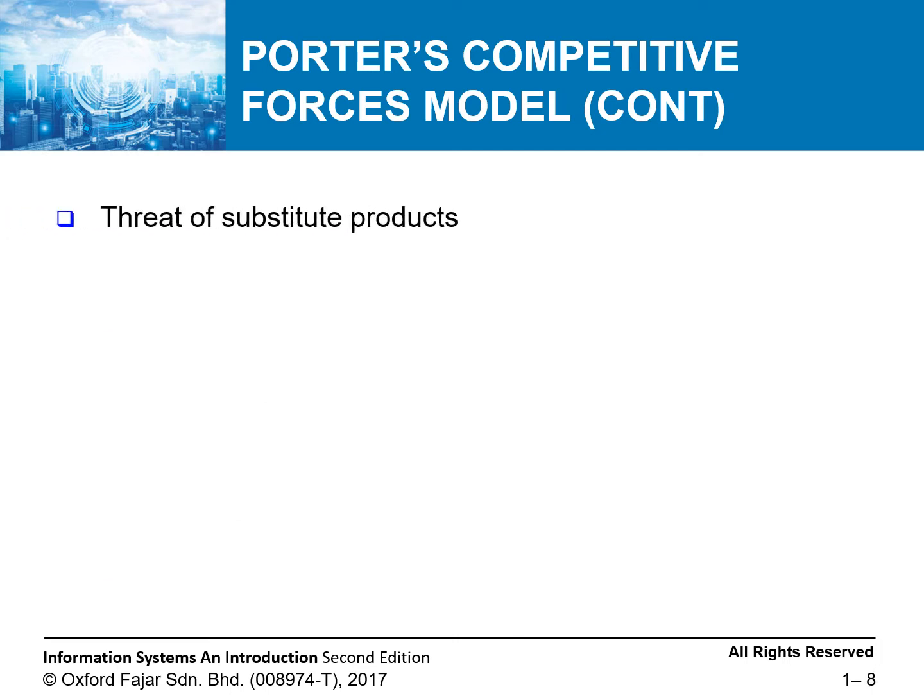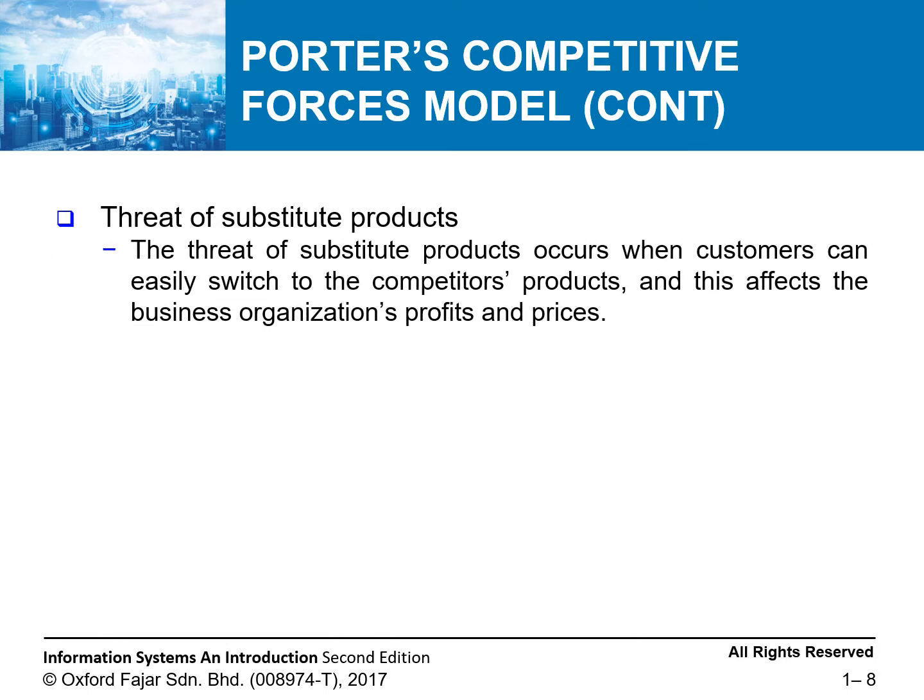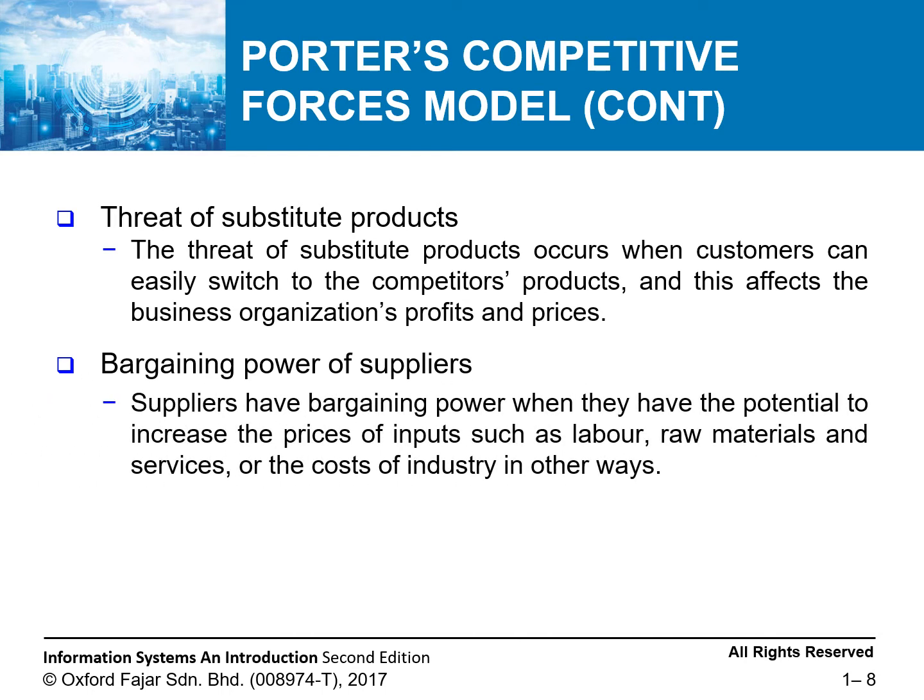So the fourth force is a threat of substitute products. So here the threat of substitute products occurs when customers can easily switch to the competitors' products, and this affects the business organization profits and prices. Last one is bargaining power of supplier. So here, suppliers have bargaining power when they have the potential to increase the prices of input such as labor, raw materials and services, or the cost of industry in other ways.